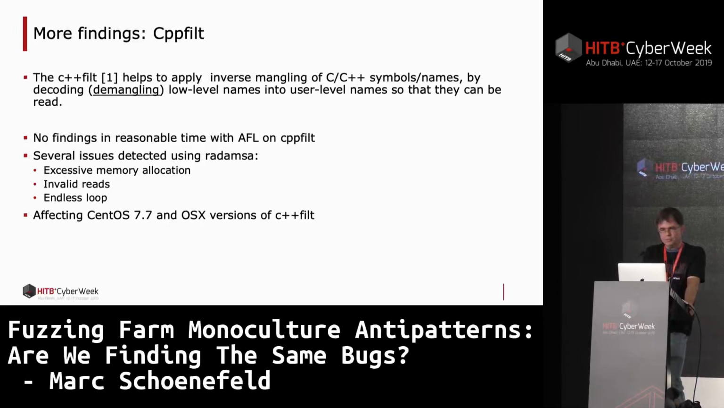More findings: C++ filter. The C++ filter is a tool to apply the inverse mangling of C++ names by decoding low-level names into user-level names so they can be read. There were no findings in reasonable time with AFL on C++ filter. But using Radamza, there were 3 issues found. We present one here, and it's affecting CentOS and OS X versions of C++ filter.